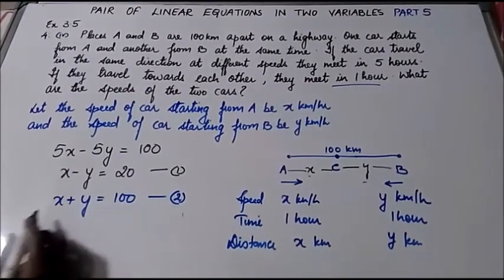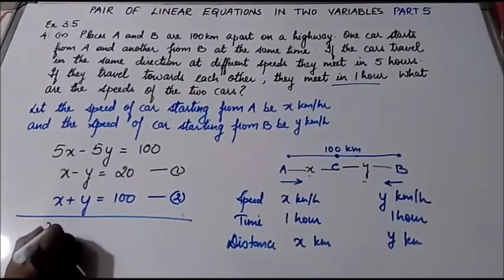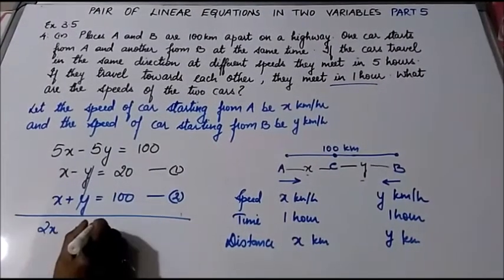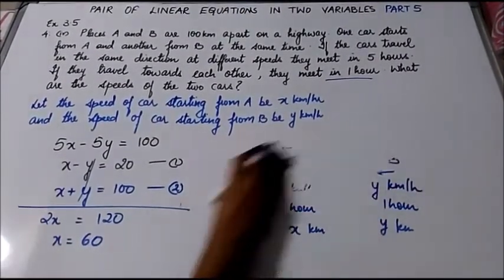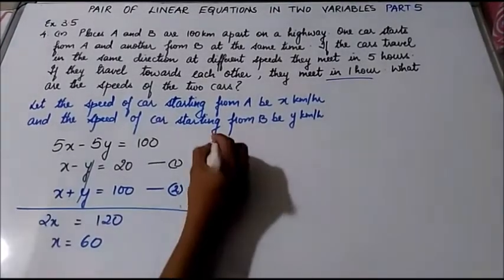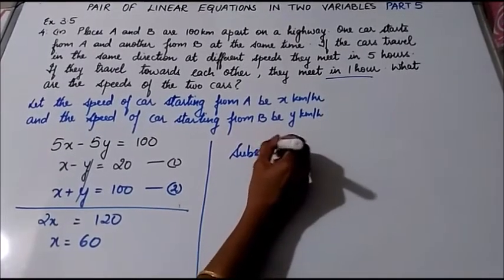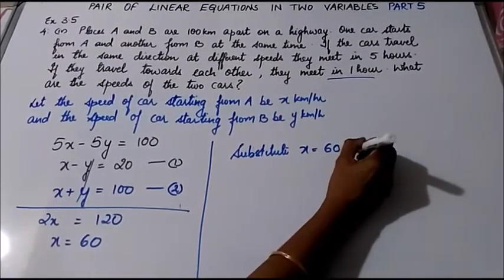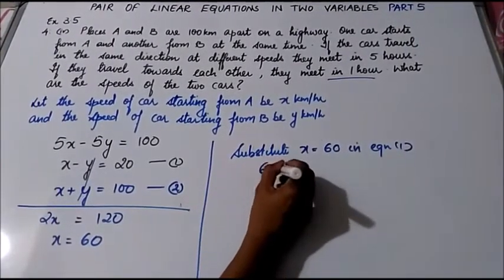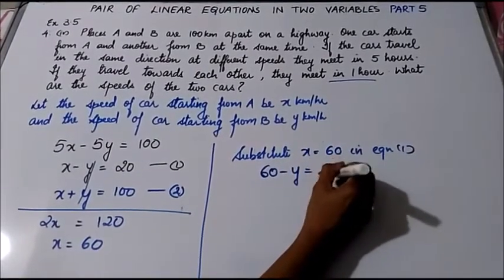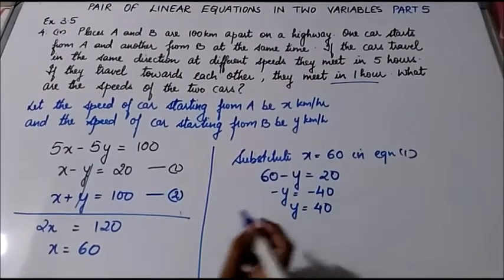Now let us solve it. We solve it by elimination method. x plus x will be 2x, minus y plus y will get cancelled. You will get here 2x equal to 120, x equal to 60. Now substitute x equal to 60 in equation 1. We will get here 60 minus y is equal to 20, minus y is equal to minus 40, that is y is equal to 40.